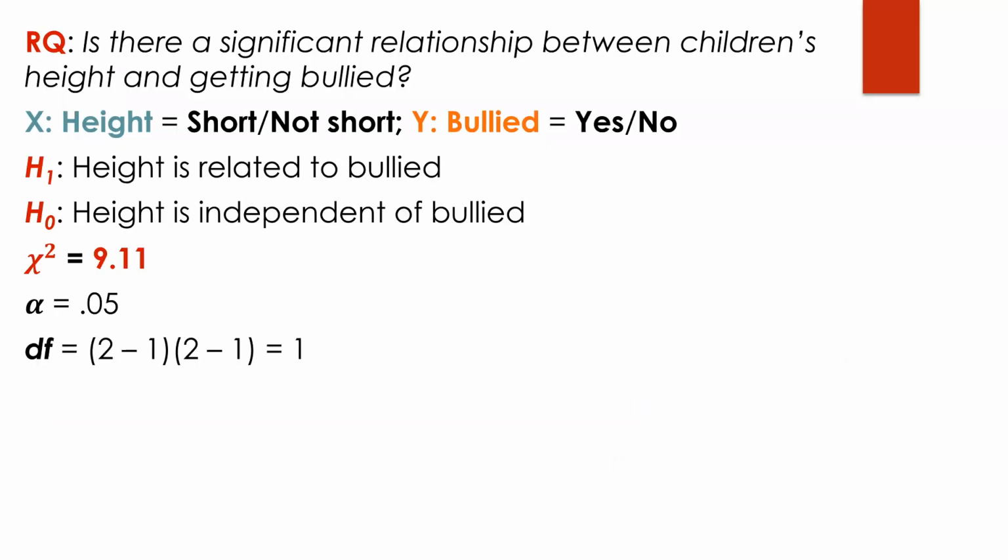So for our scenario, we have 2 rows, since we only have 2 categories of X, and we have 2 columns. We only have 2 categories of Y. So we're going to take 2 minus 1, which is 1, times 2 minus 1, which is 1. 1 times 1 is 1, so degrees of freedom is 1. Okay, so go ahead and go to the critical scores table and find the critical score using alpha 0.05 and degrees of freedom of 1.